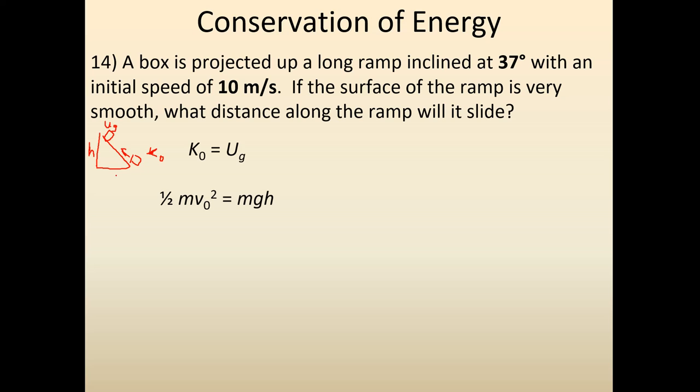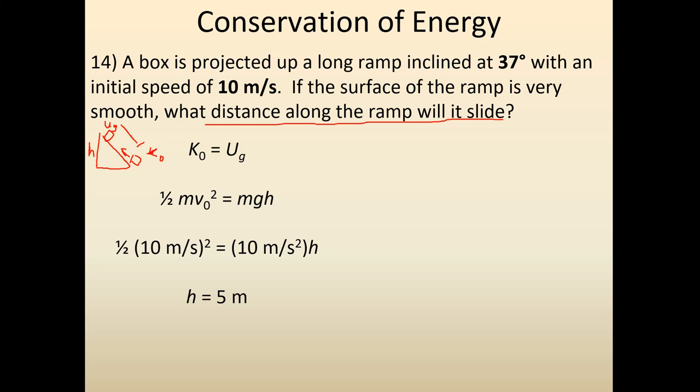So what I can do is use this to figure out what the height is that the object reaches. Now, notice that this is not what they're looking for. They're actually looking for the distance that it slides up the ramp. So I'm looking for this distance here. So what I have to do is use trig to figure out, now that I have my height and I have the angle, how do I find this?